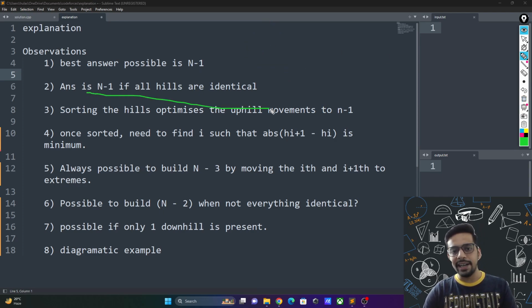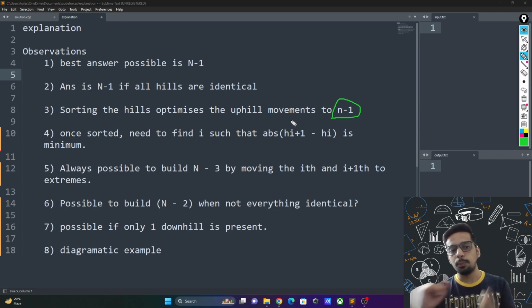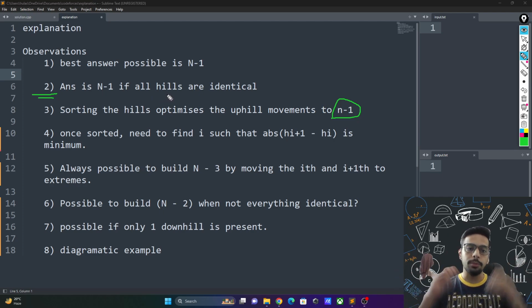Also, if all the hills are identical, then your answer is also going to be n minus 1. Since everything is identical, you can just move flat, all good. The next observation is that when you sort the hills, it optimizes your uphill movement to n minus 1. But after sorting, there is a problem. If the hills are identical, of course there is no issue. But if the hills are not identical, then the absolute difference between the first and the last element needs to be minimized after the sorting has been done.